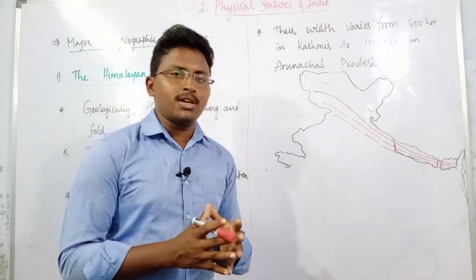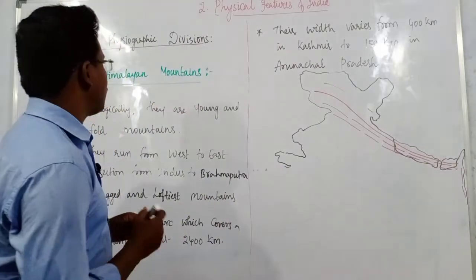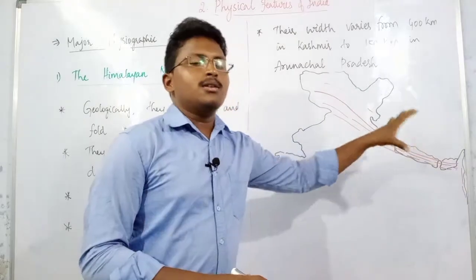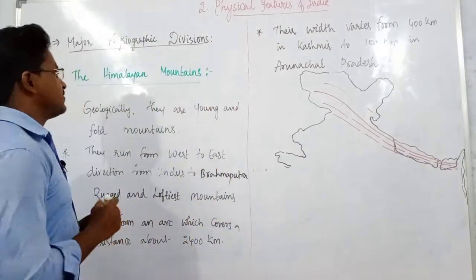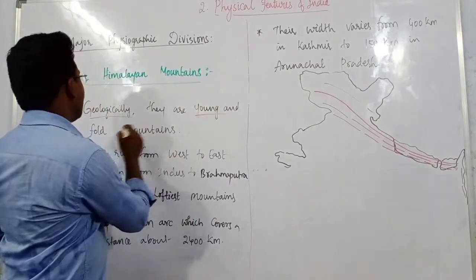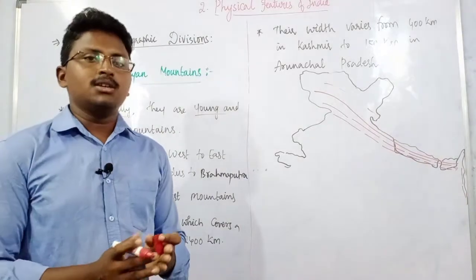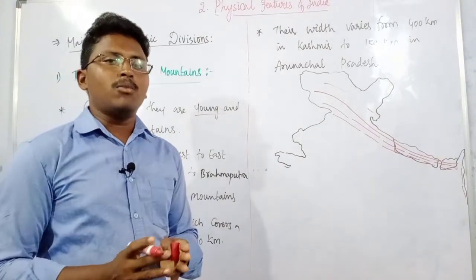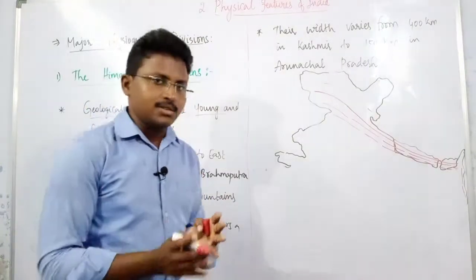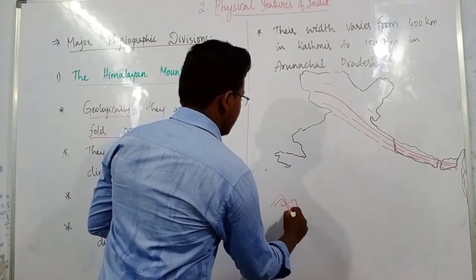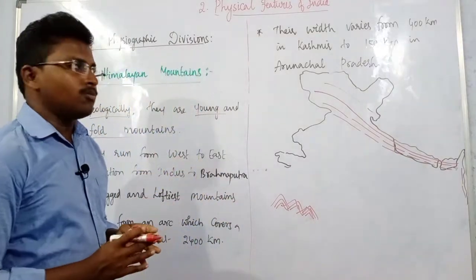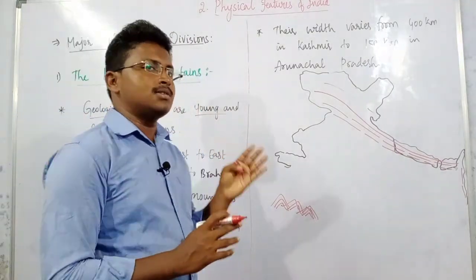What are these? Where are these Himalayan mountains? What are their features? If you look at the map, you see they almost cover this region in the northern part of India. Geologically, that means according to geological age, they are young fold mountains. According to age, the Himalayas are considered young mountains, and they are also called fold mountains. Fold mountains in the sense that they look folded in direction. So the Himalayas can be considered fold mountains. That is the first important feature of the Himalayas.